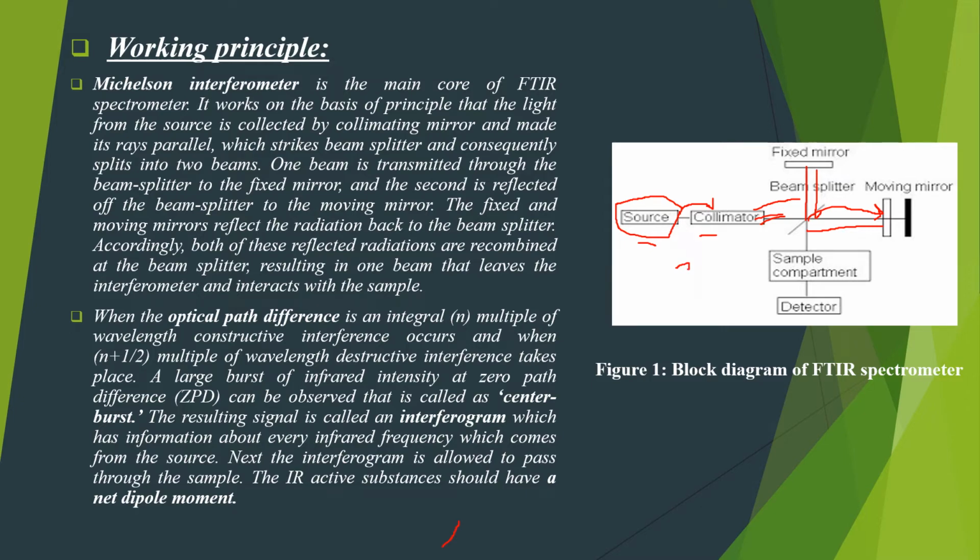The mirror is moving. Obviously, there will be a path difference in each case. If the path difference is an integral multiple of the wavelength, as you know from the Young's double slit experiment, it is a constructive interference. And if it is an odd multiple of wavelength, it is a destructive interference. So we actually get an interferogram like this. It's not properly shown, we'll see it in the next page.